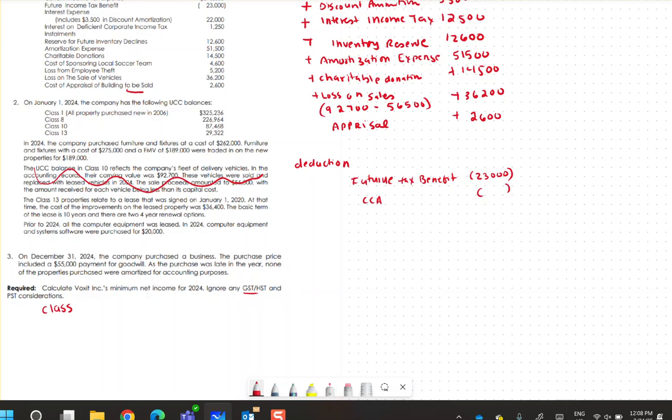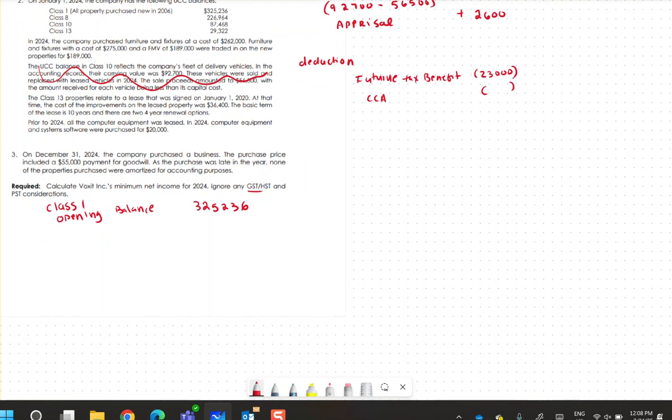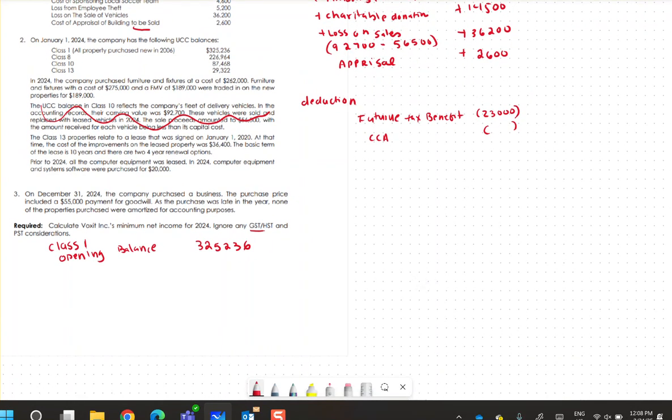So we have a class 1. What we did is we started off with the opening balance. The opening balance they told us in this question was 325,236. That's what we started off with. Class 1 is your building. We have an appraisal that is capitalized, so I'm going to add the $2,600.